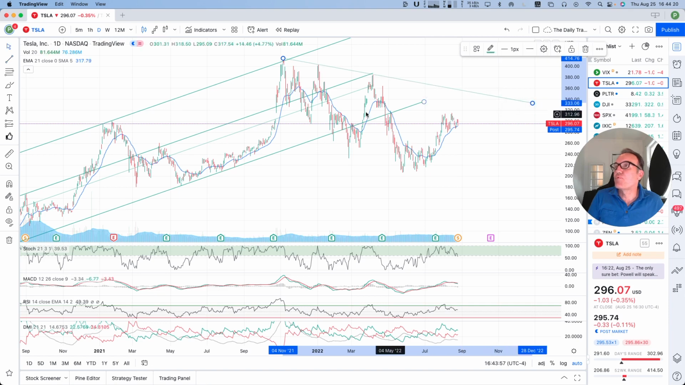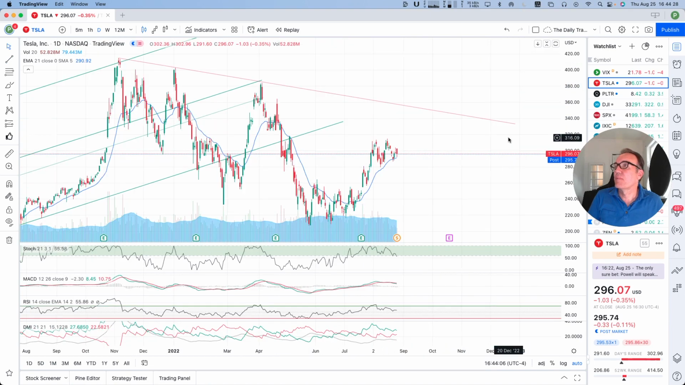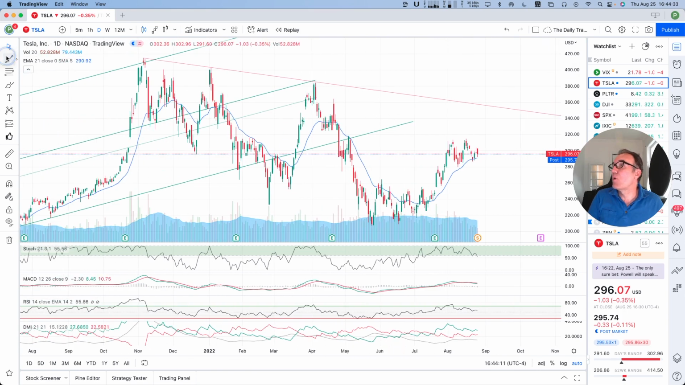This one is pretty easy to do. We have a top here, we have a top here, we have a top here. This is a resistance line. And of course, we have smaller resistance line that I won't draw, but we have this one right here.